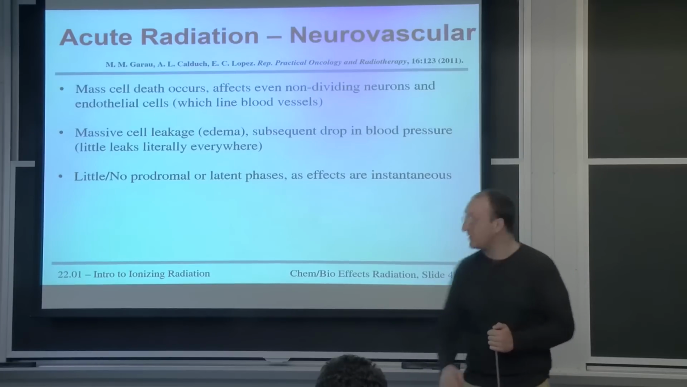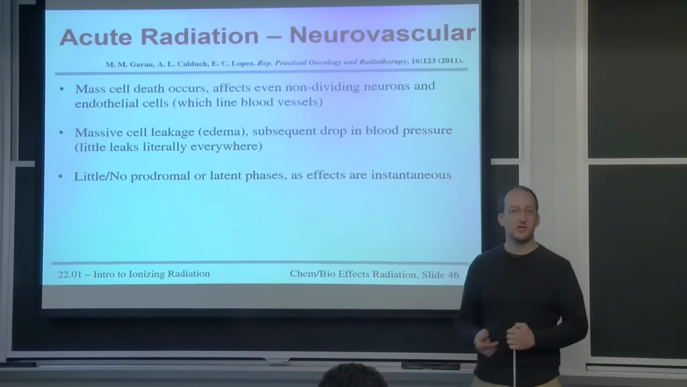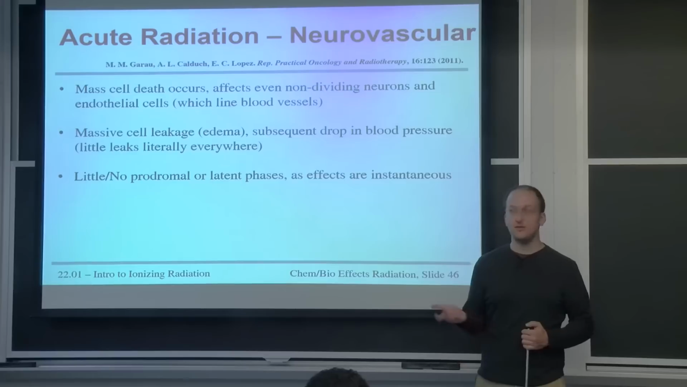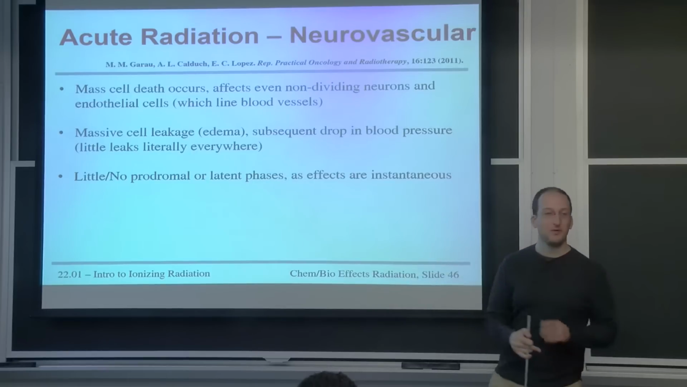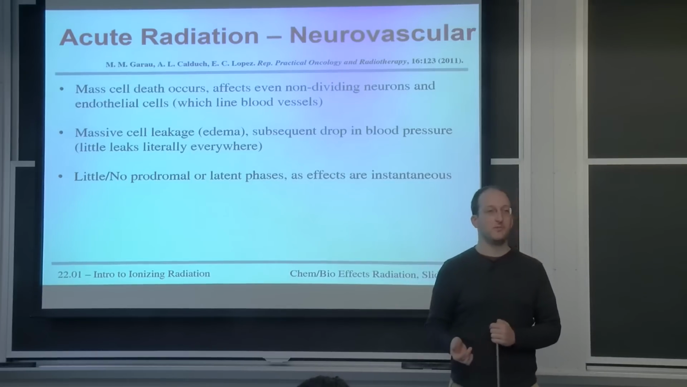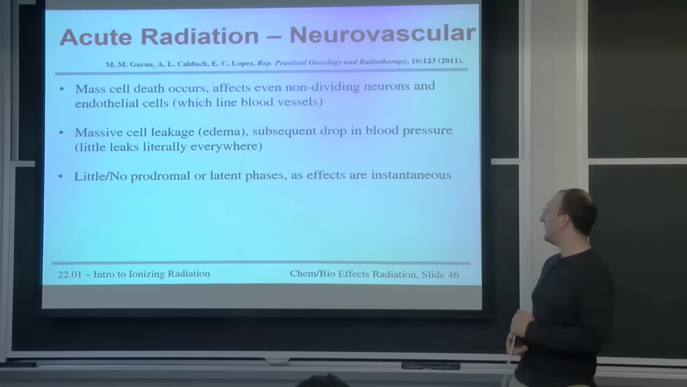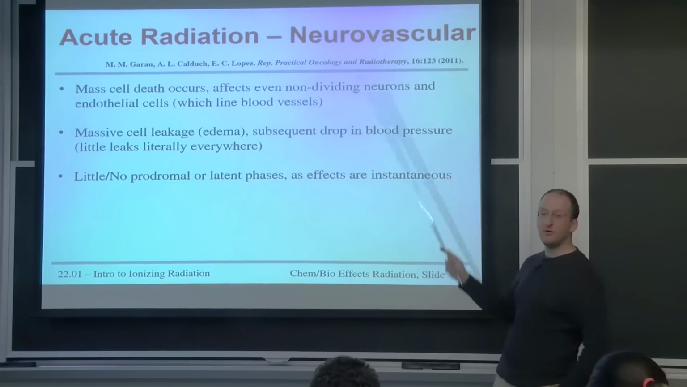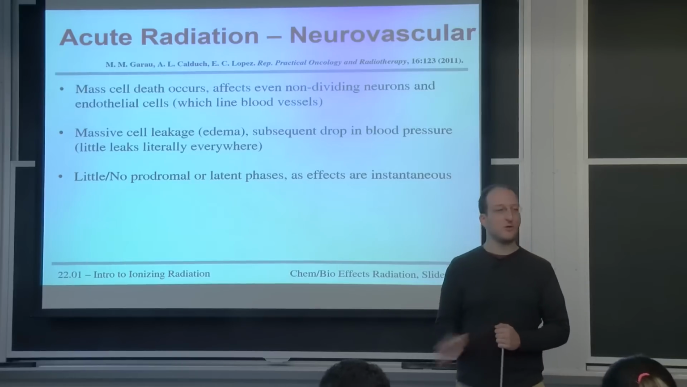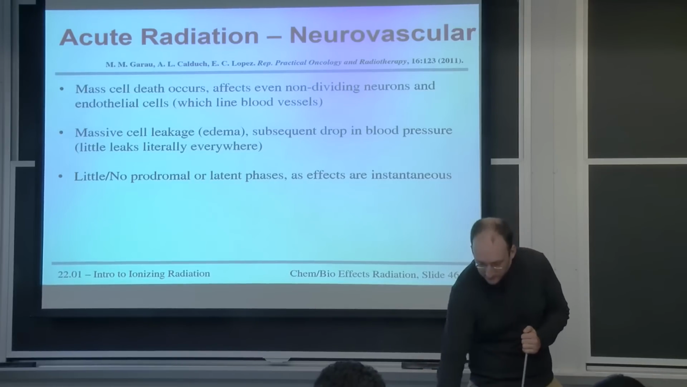Then there's the neurovascular stuff. Massive cell death from a huge amount of absorbed energy can cause those cells to die and leak out, causing a lot of edema. That can cause a drop in blood pressure, which is also not good for you. This could be part of what leads to some of the unconsciousness. If you have a drop in blood pressure for any reason, then that can make you go unconscious. And there's pretty much not a prodromal or a latent phase. If you hit the neurovascular syndrome, you're pretty much going to go to the critical phase right away, within seconds, minutes, or a small number of hours.